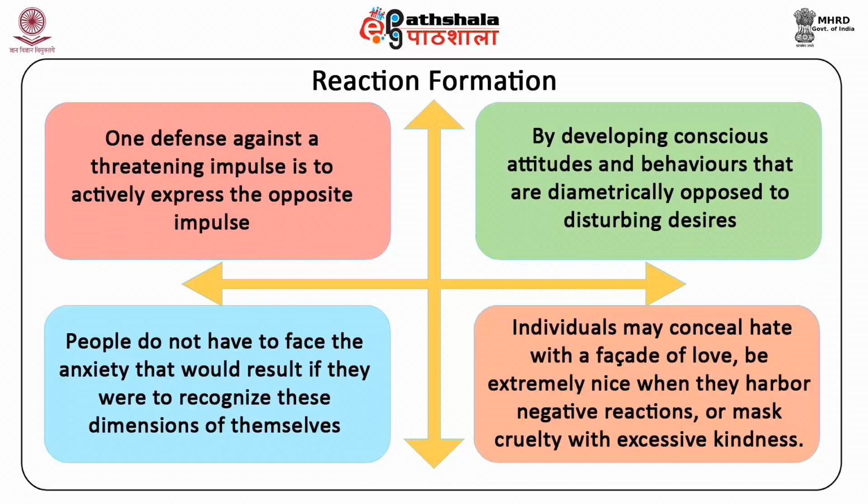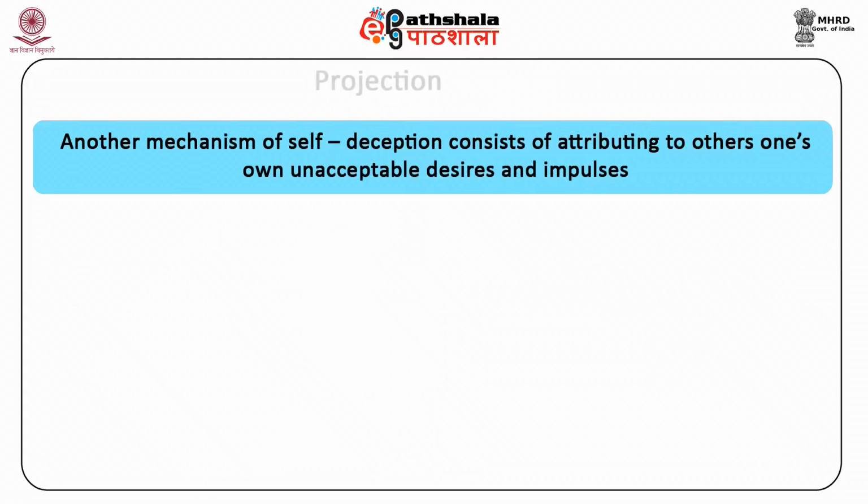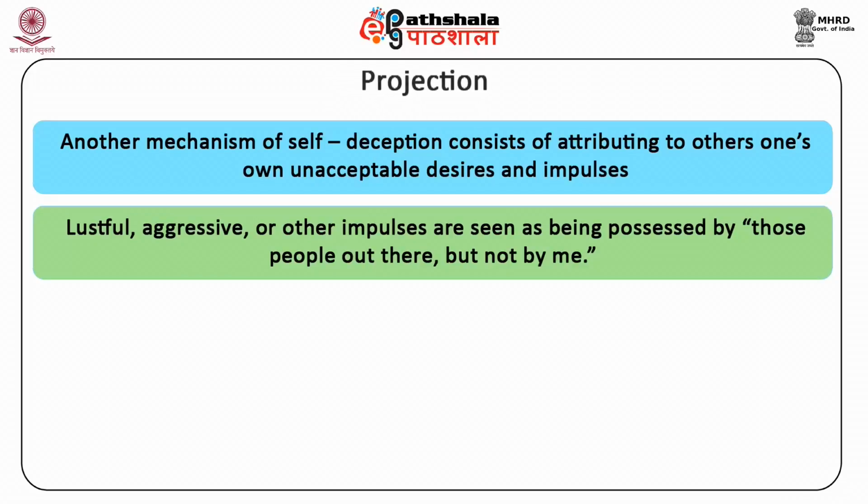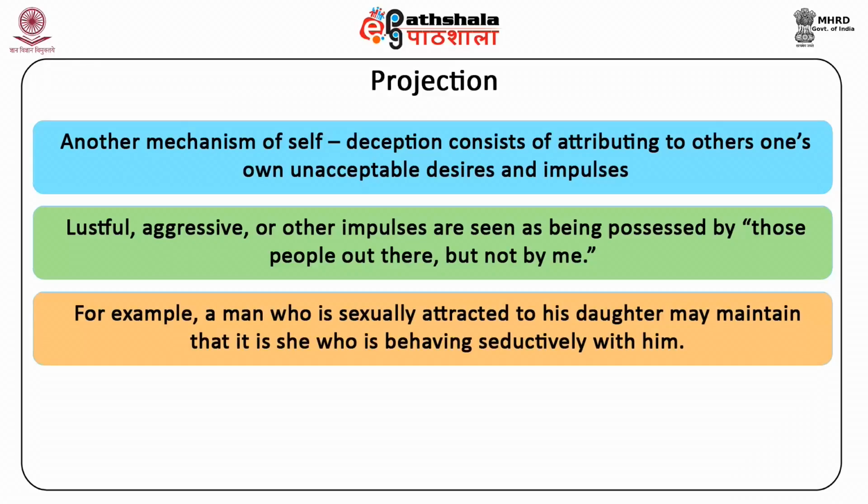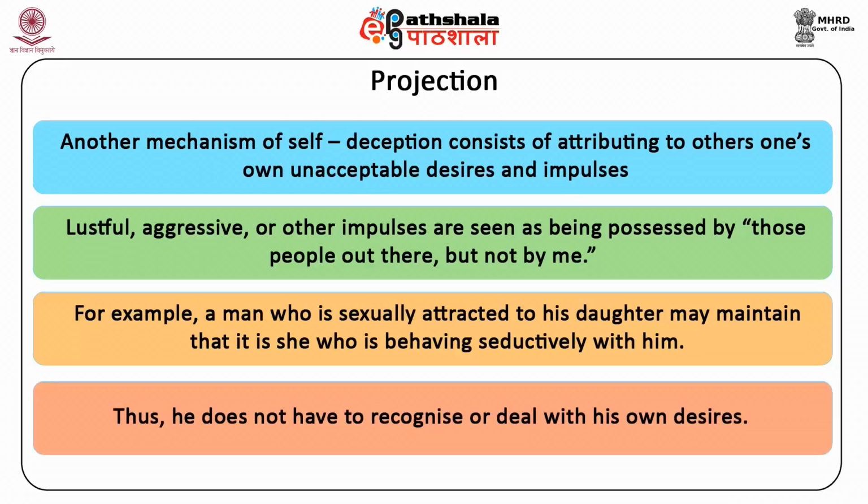Individuals may conceal hate with a facade of love, be extremely nice when they harbor negative reactions, or mask cruelty with excessive kindness. Projection. Another mechanism of self-deception consists of attributing to others our own unacceptable desires and impulses. Lustful, aggressive, or other impulses are seen as being possessed by those people out there, but not by me. For example, a man who is sexually attracted to his daughter may maintain that it is she who is behaving seductively with him. Thus, he does not have to recognize or deal with his own desires.